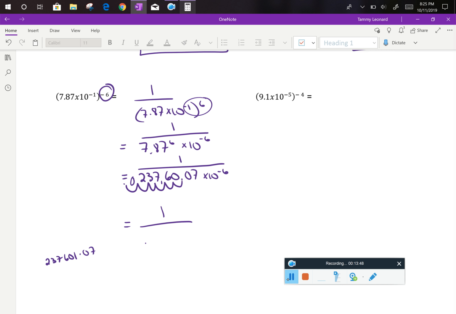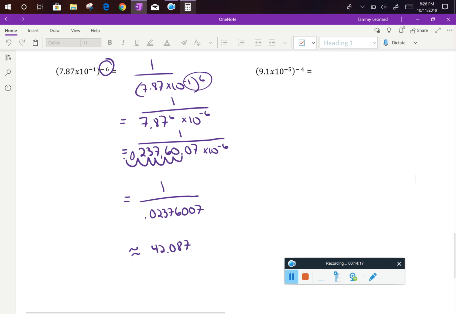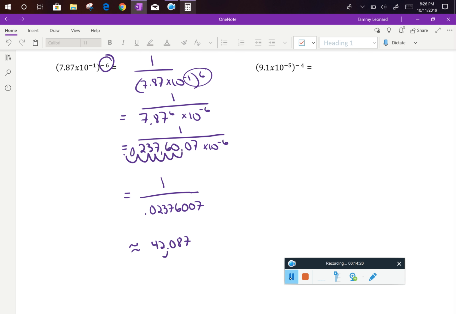So this is 1 over 0.023760107. Now, that's a little bit of a strange number. You could use the reciprocal function on your calculator. That would be one option. It's probably the best option at this point, so go ahead and do that. You're going to take the reciprocal of that number, and you're going to get approximately 42.087. Now we're supposed to express our answer in scientific notation, and that decimal point is not in the right spot. So we're going to say that this is approximately equal to 4.2087 times 10 to the 1st.